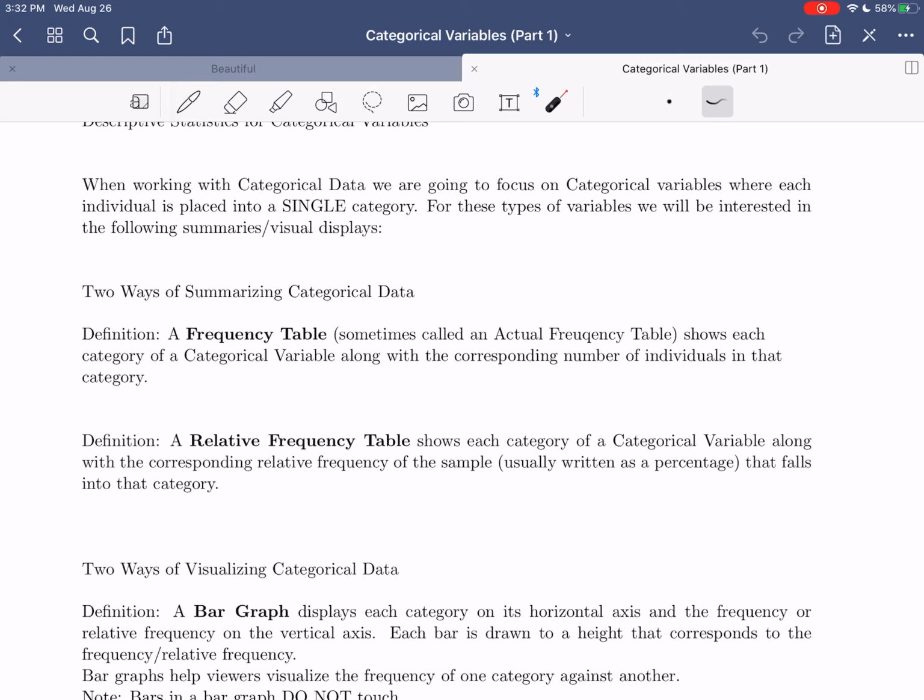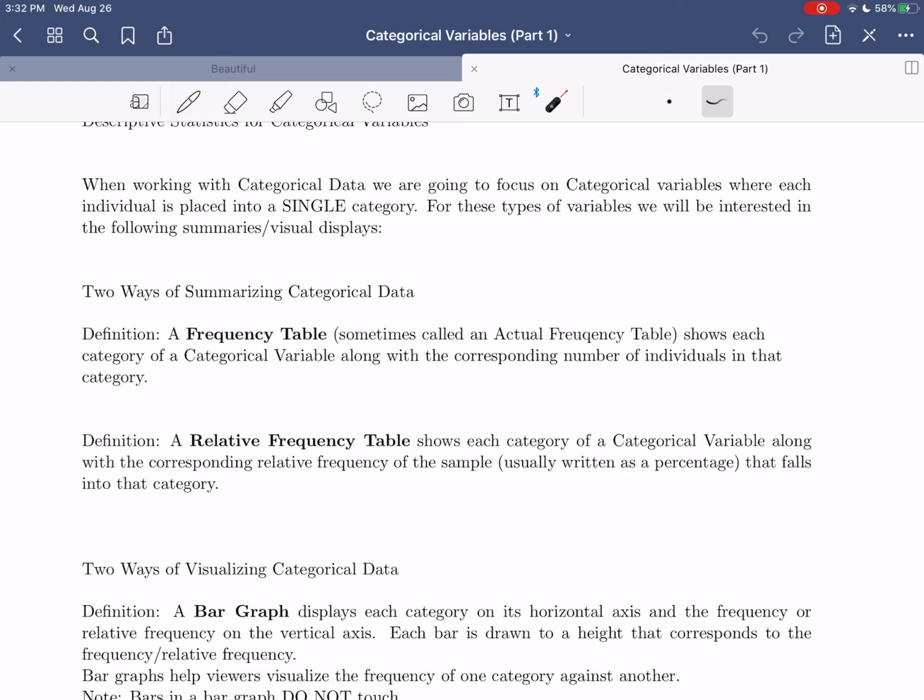All right, so those are going to be our two main ways of summarizing categorical data. In just a moment, we'll actually take a look at some data and learn how to build each of these tables. But before we do that, we'd also like to talk about some ways of visualizing categorical data.